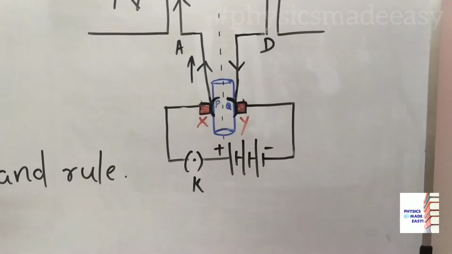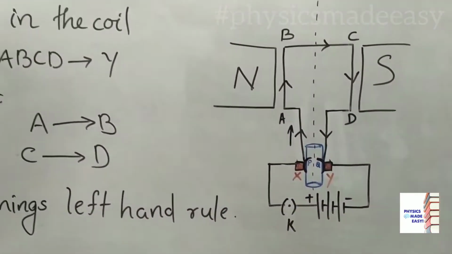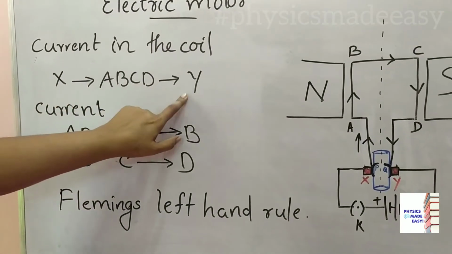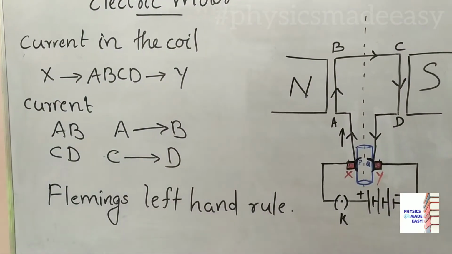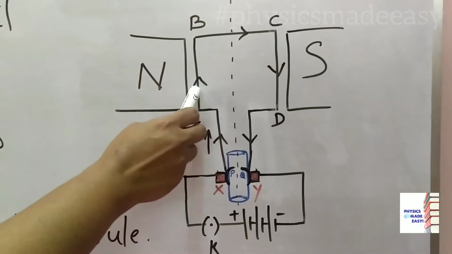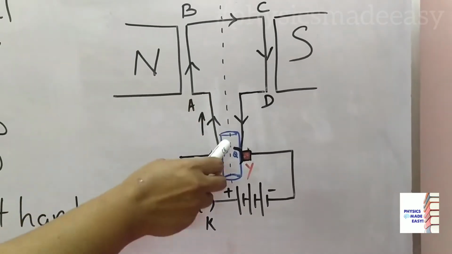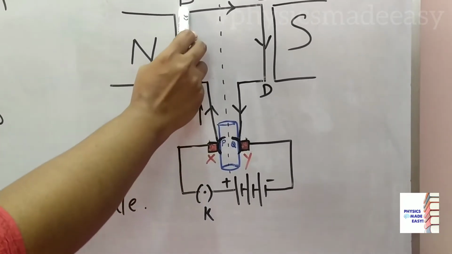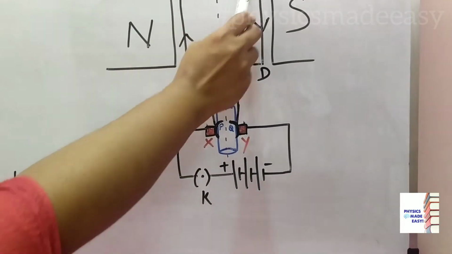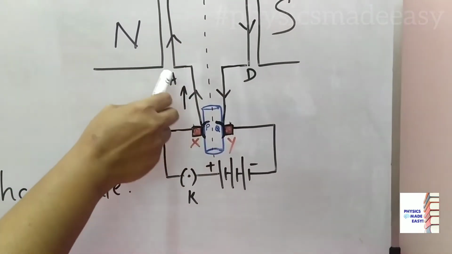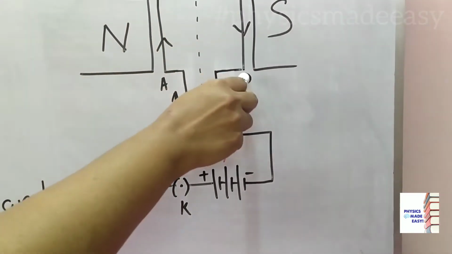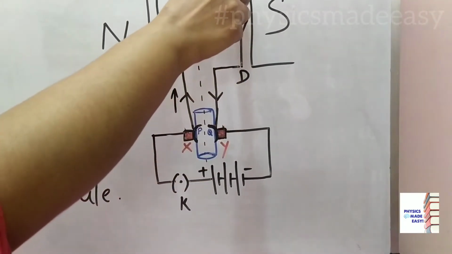So what is the direction of current? Here the direction of current in the coil is from X to ABCD, then to Y, then to the negative terminal of the battery. Listen here, you can see arrows here. It gives us the direction of current. In AB the direction of current is from A to B, but in CD it is opposite to the direction of current in AB. You can see the direction of current in CD is from C to D.